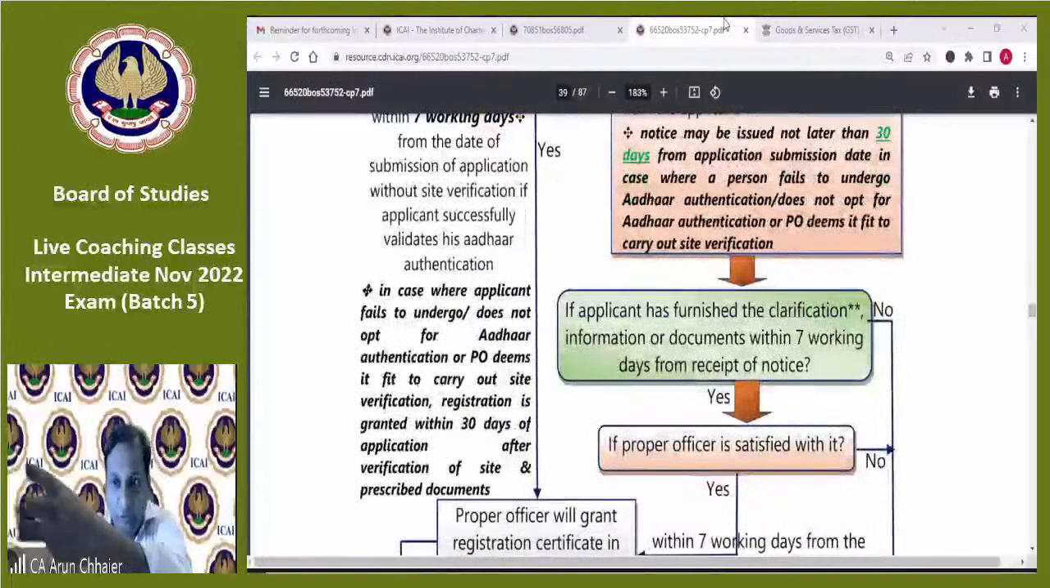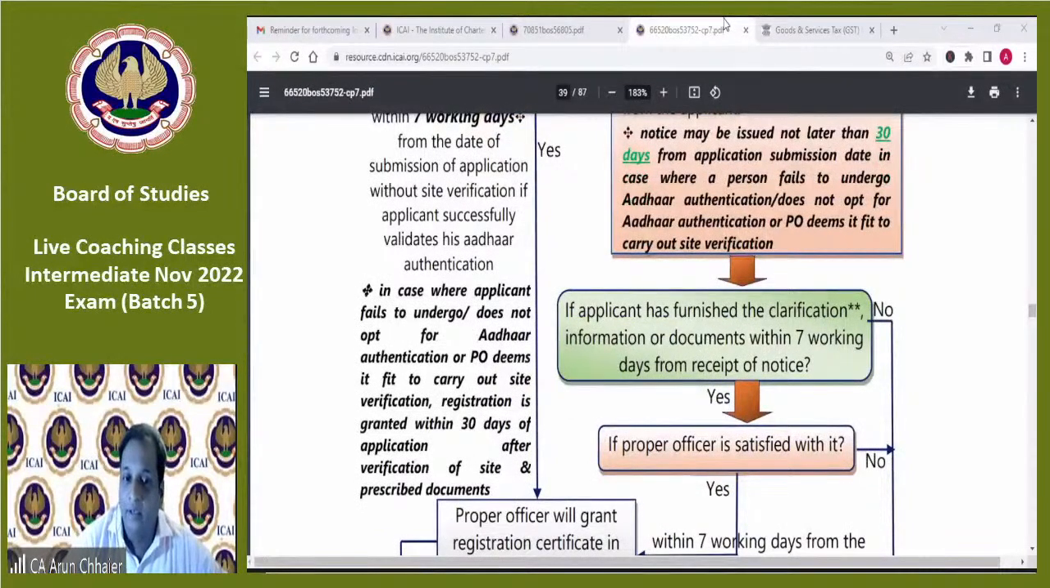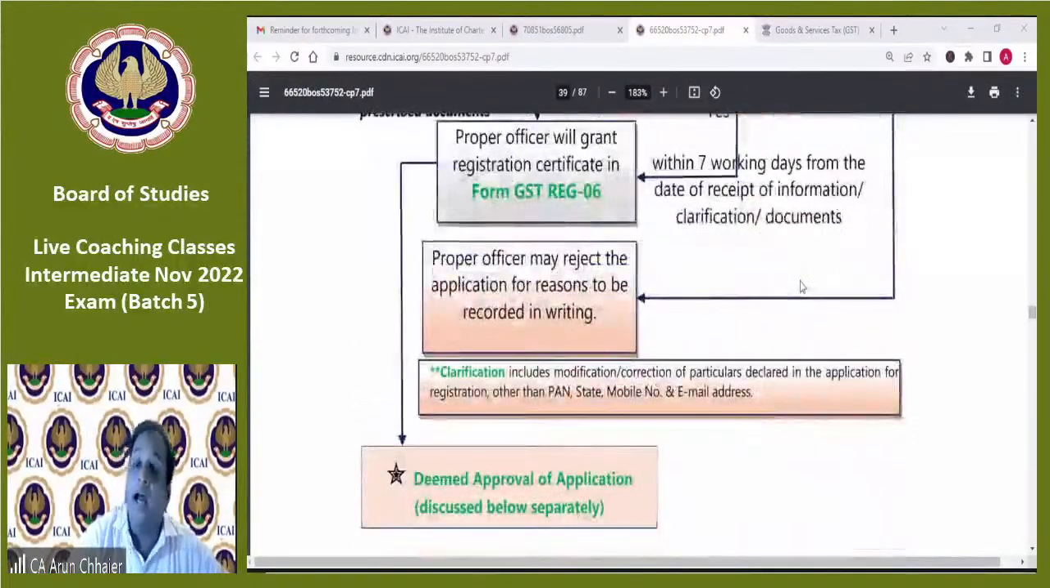Now, once you issue the notice, I will give the clarification within 7 days from the receipt of the notice. Either you will be satisfied and approve my application, or if you are not satisfied, or if I have not given a reply to you, then you can reject the application for registration for the reasons to be recorded in writing.